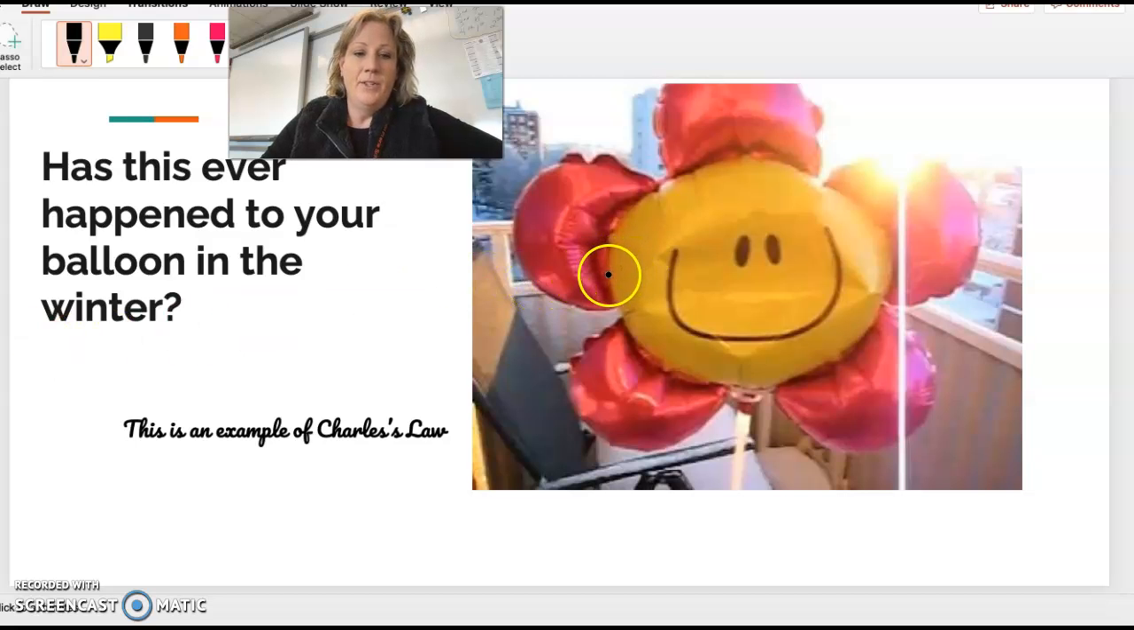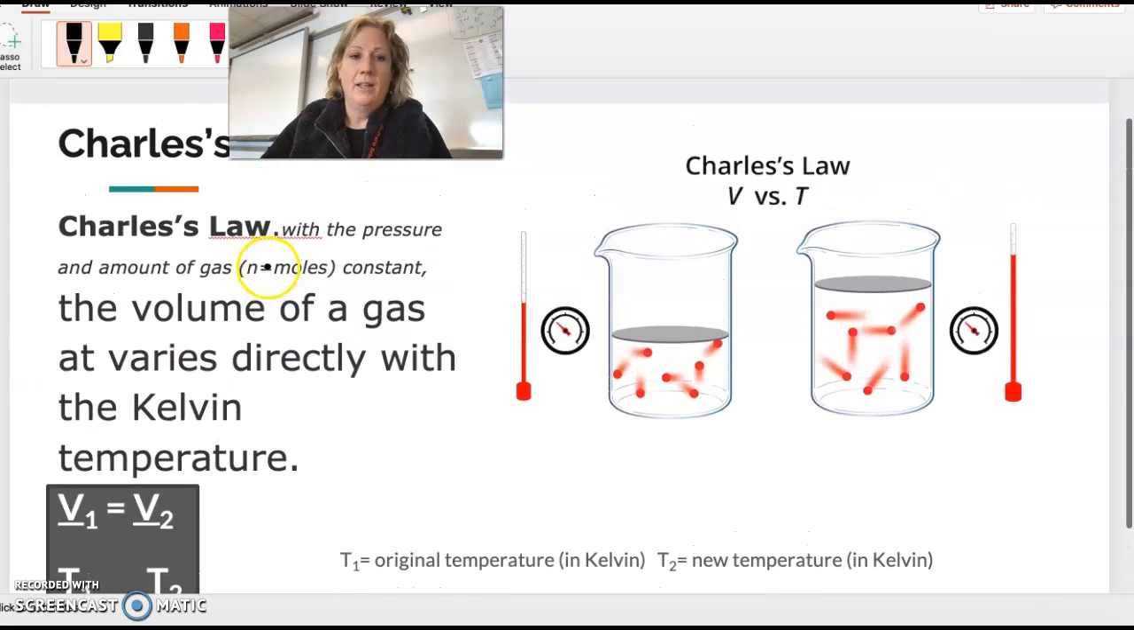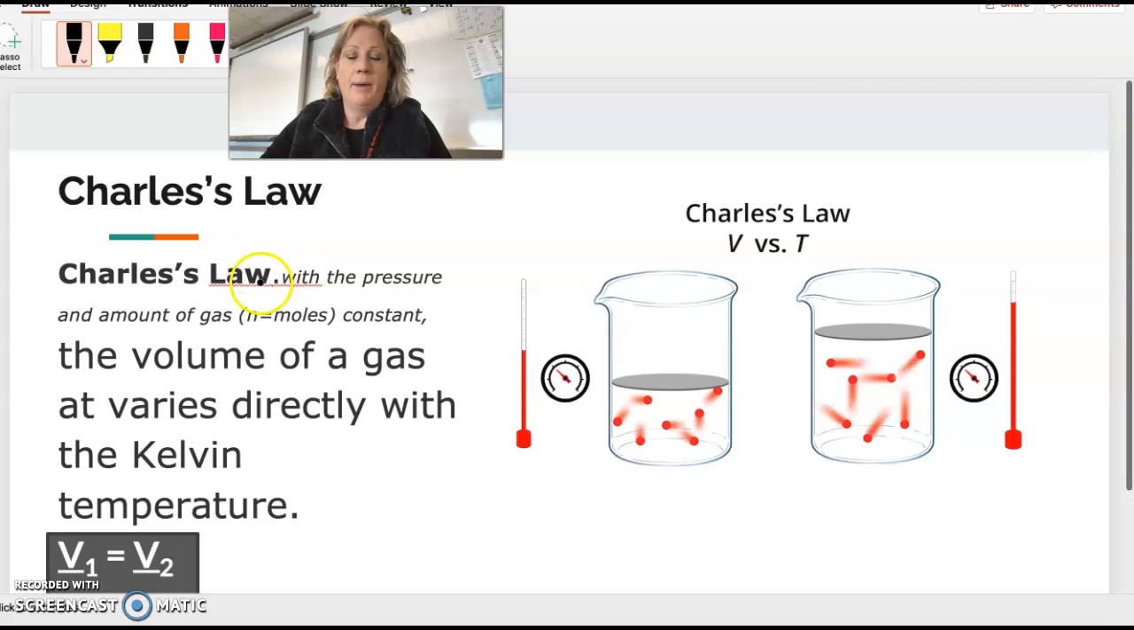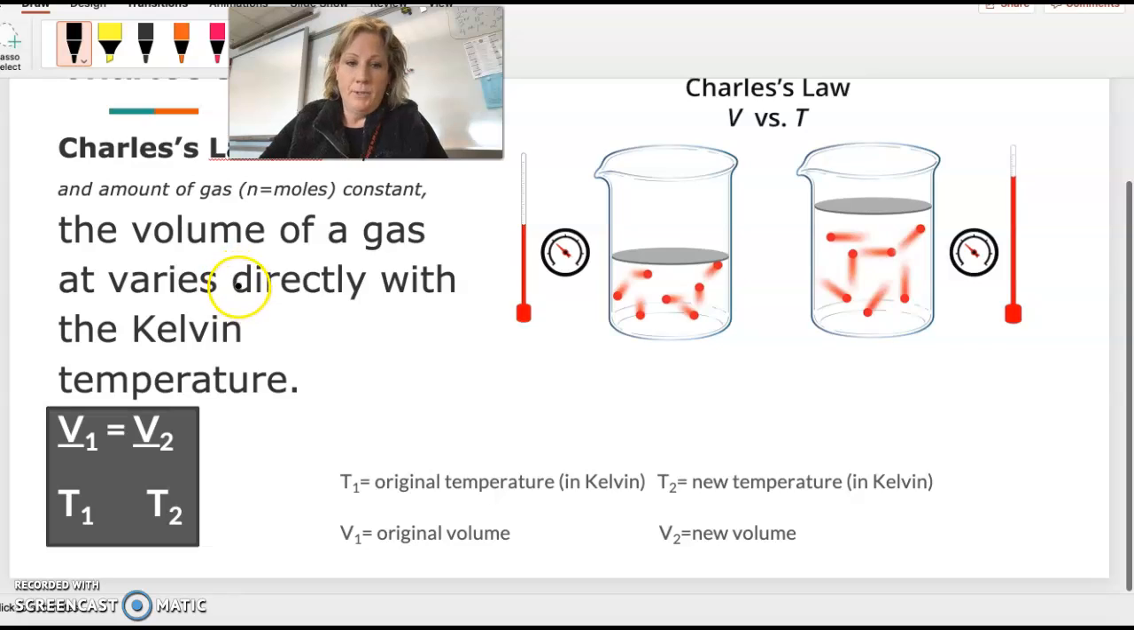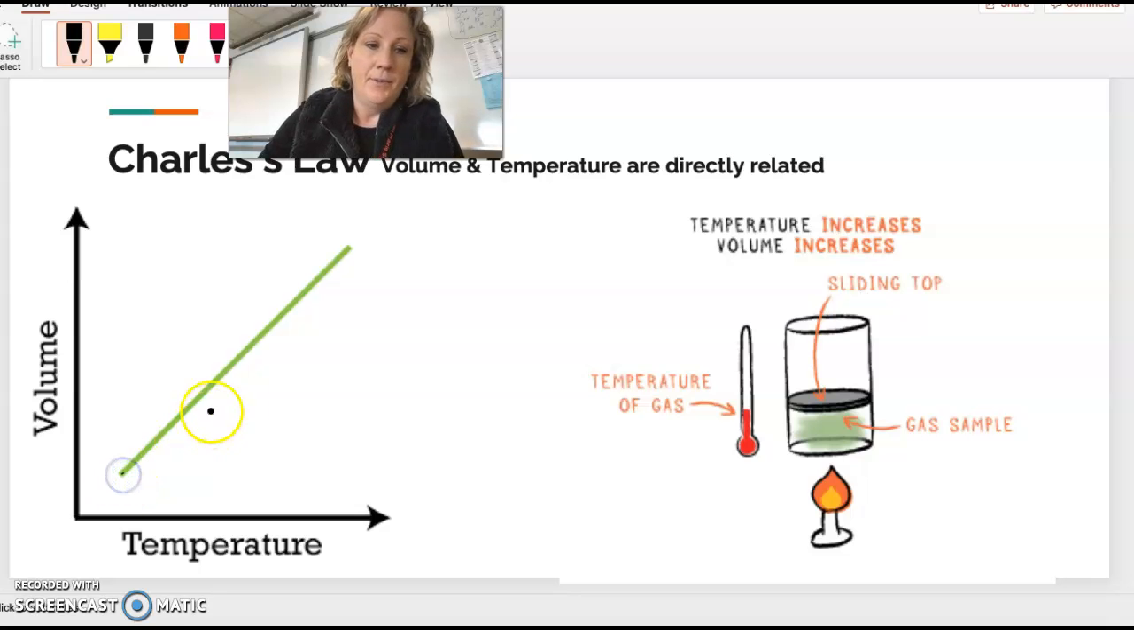Has this ever happened to you guys in the winter? You bring your balloon outside and it will deflate, and then it will reinflate itself when we get into our warm house or car. This is an illustration of Charles' law. Charles' law is talking about the variables of volume and temperature, and we're holding pressure and the amount of gas constant. Volume and temperature are directly proportional, so not inverse like Boyle's law, but directly. As temperature goes up, volume goes up. When we graph it, our graph is going to look different than it did for Boyle's law. This is what we would see with a direct relationship, or directly proportional.